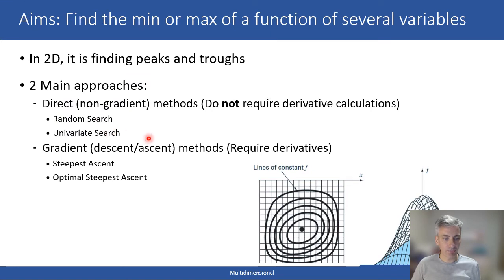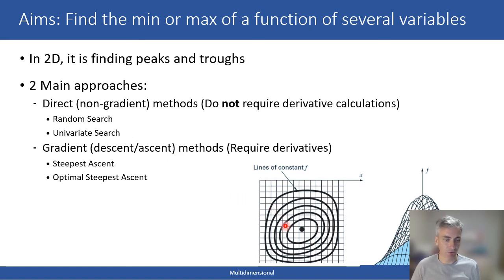So there are two main approaches to finding the peaks in multivariate problems. They are the direct approaches and the gradient approaches. So the direct approach is what we're going to concentrate on in today's lecture, and then in the cohort classes next week we'll look at the gradient approaches. So a typical direct approach doesn't take any information about the local environment or how the function behaves locally. For example, a random search would be an example of a direct approach.